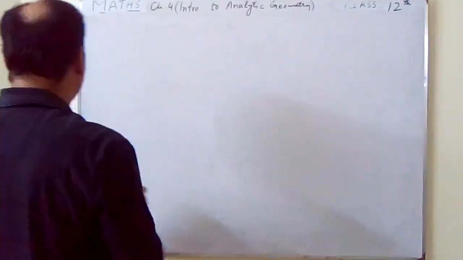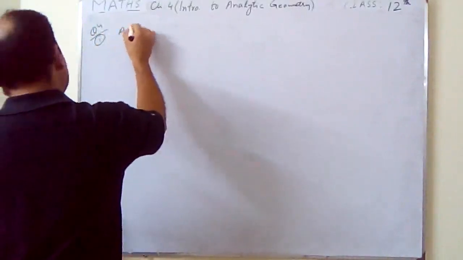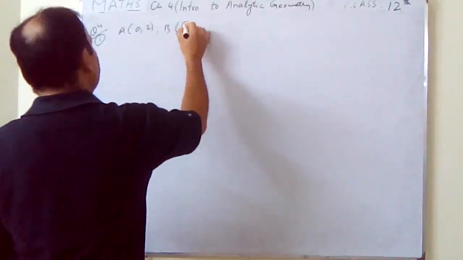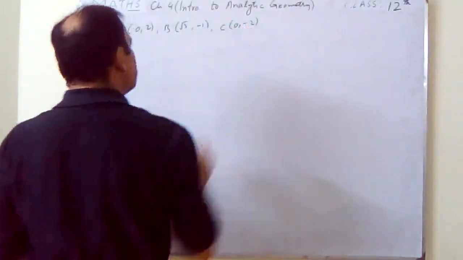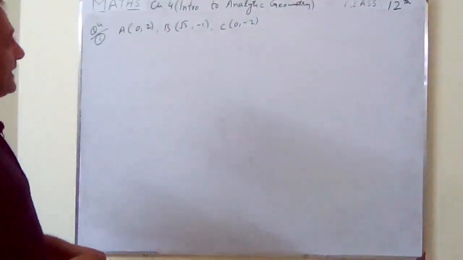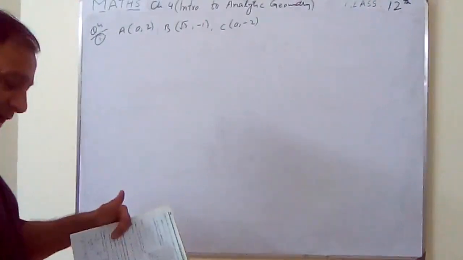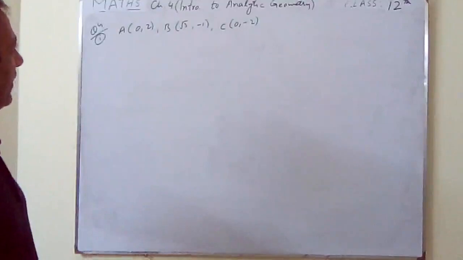Now in question number 4, part 1, A is (0, 2), B is (√3, −1) and C is (0, −2). He is saying in the question to show that the points are vertices of a right triangle. So first of all we find all three sides.